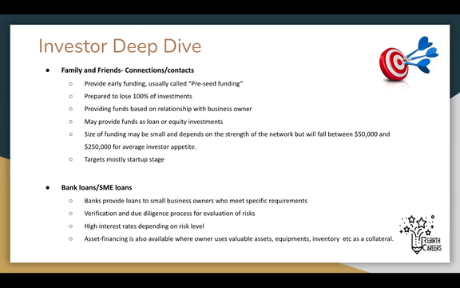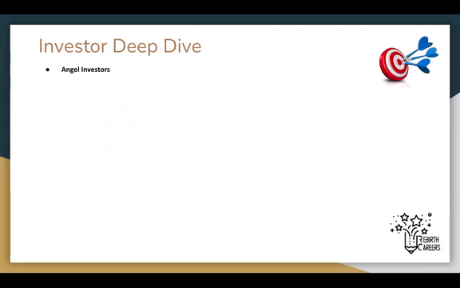Asset financing is also available where the owner uses valuable assets such as land, equipment, inventory as collateral. So if they have this collateral, it's easier for them to give you the loans, and your interest rate might also be quite minimal depending on the quality of your assets. They target mostly growth stage businesses, and yeah, so moving on to angel investors.